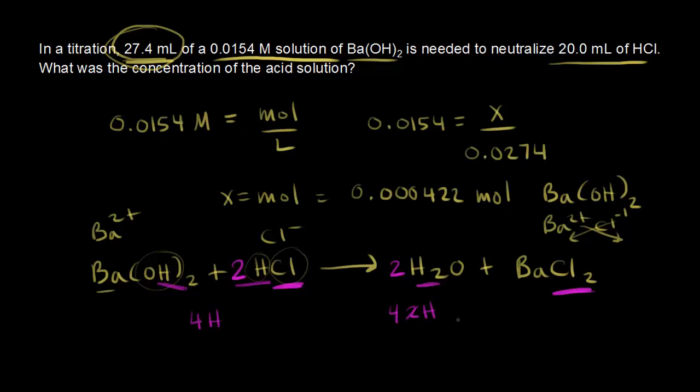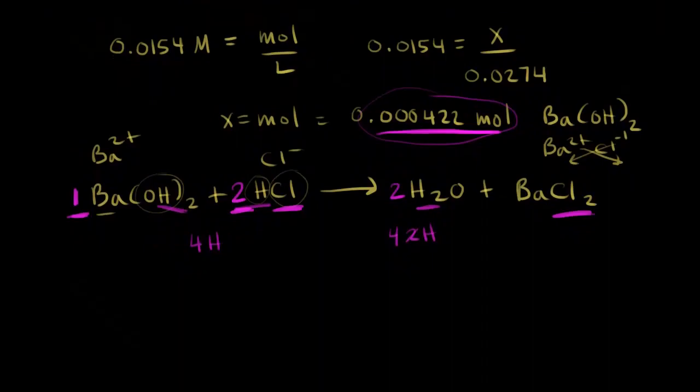Let's look at the mole ratio for barium hydroxide to HCl. There's a 1 here, so for every 1 mole of barium hydroxide, we have 2 moles of HCl. So we already calculated how many moles of barium hydroxide we used in our titration. That's 0.000422. So therefore, we had twice as many of HCl. So we can multiply this number by 2, and we'd figure out how many moles of HCl we have. Or you could set up a proportion. If we're talking about a ratio of barium hydroxide to HCl, our mole ratio is 1 to 2.